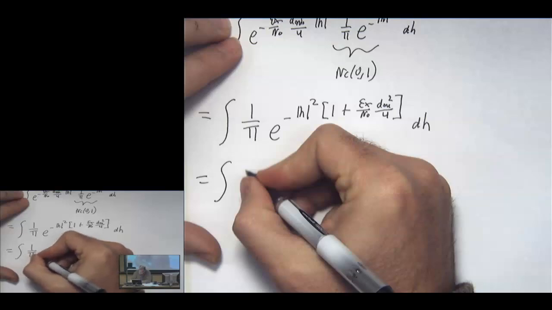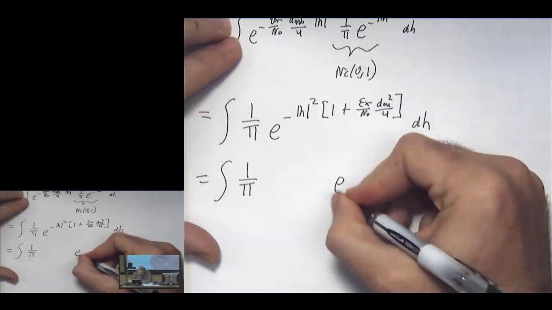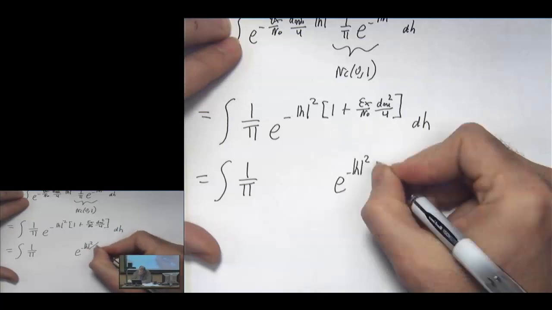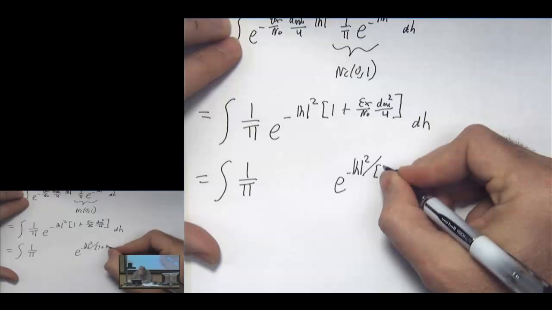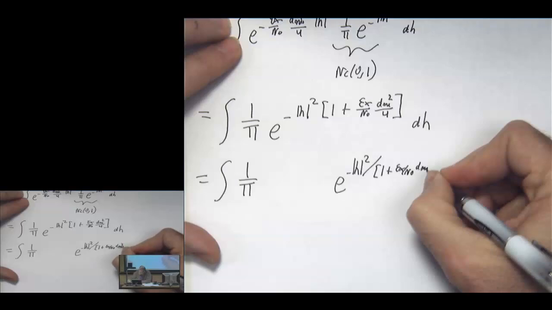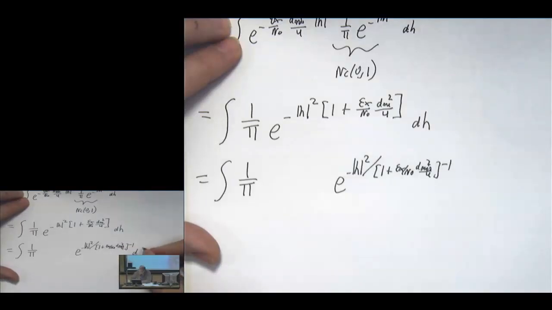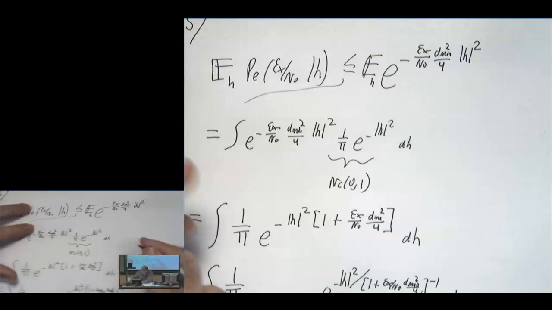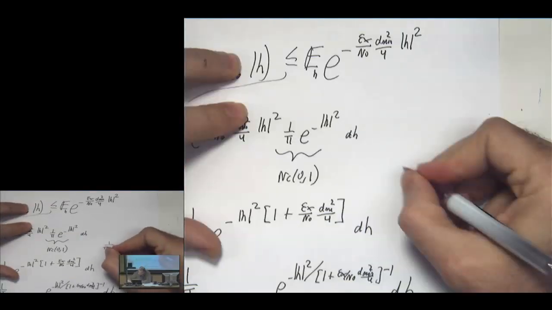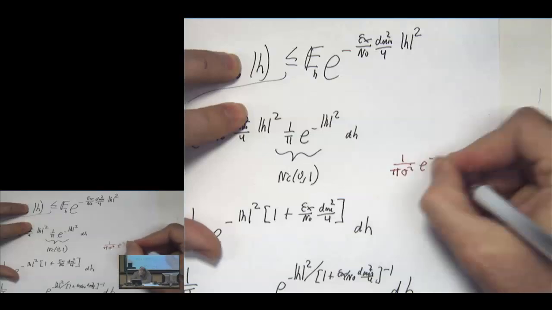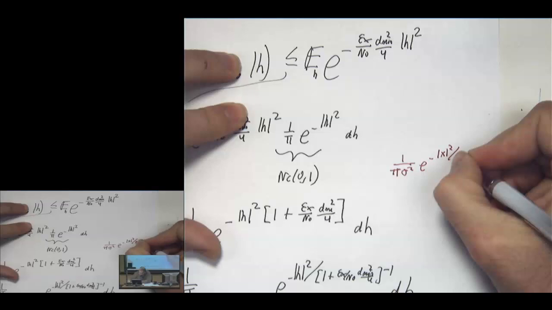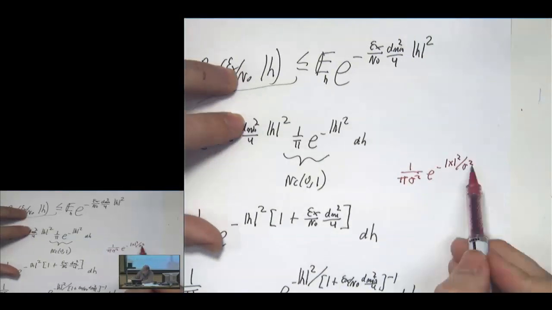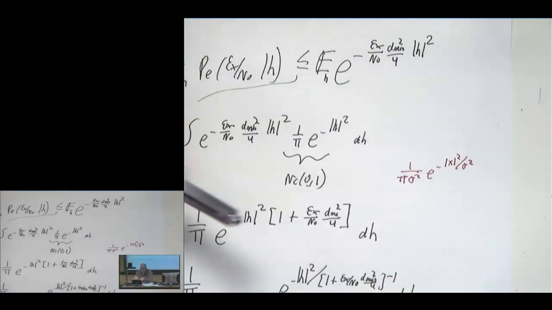So we're going to rewrite that as 1 over pi. I'm deliberately leaving a space here that I will fill in a moment. e to the minus magnitude of h squared divided by 1 plus Ex over N naught d min squared over 4, inverse. Now, if this were a complex Gaussian distribution with some non-unit variance, we would have something like this: 1 over pi sigma squared e to the minus something like this. So we'd have a sigma squared here and a sigma squared here. And remember, this is not sigma because it's the complex Gaussian distribution.